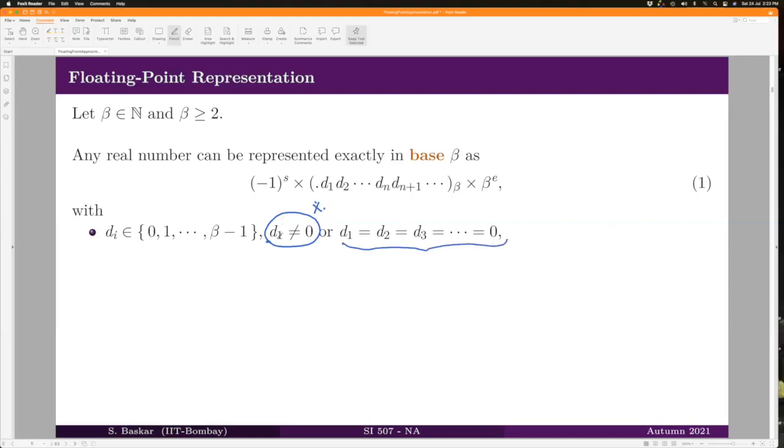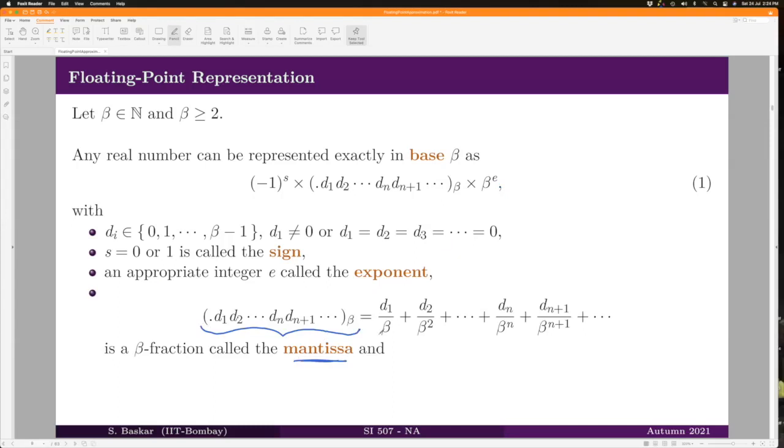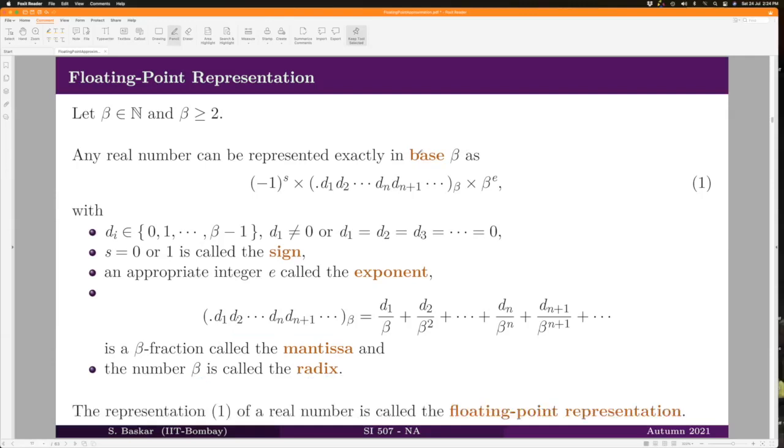It means either d1 is not equal to 0, or, if d1 is equal to 0, it means all the di's are 0 and we are actually representing the number 0. s is either 1 or 0 and is called the sign. So this s is responsible for denoting the sign of the number. e is an appropriate integer called the exponent, and this part, called the mantissa, is written as this expression. The number beta is often called the radix, which is also called the base. The representation is called the floating point representation of any real number x.